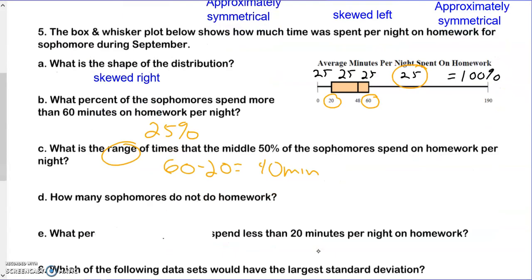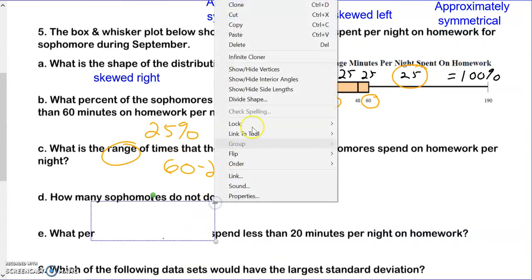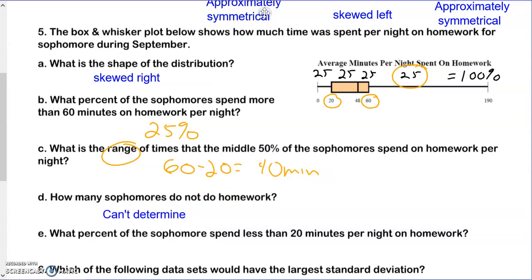Now, how many sophomores do not do homework? Well, on a box plot, you are not able to tell how many people took the survey. So it cannot be determined. What percent of the sophomores spend less than 20 minutes per night? Again, if you take a look up here, we see that it would be 25%.